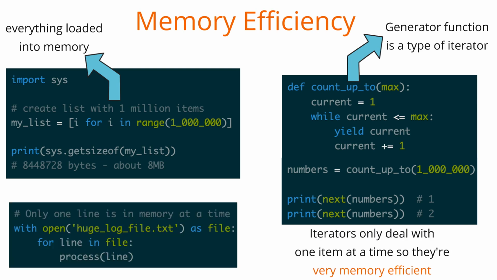Imagine reading lines from a massive file. You don't want to load the whole file into RAM. You want to read one line at a time, process it, then move on. This kind of on-demand processing is what makes iterators so powerful.